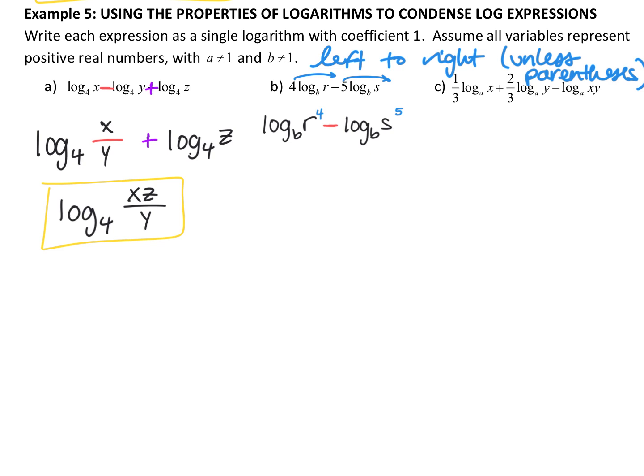Okay, it looks like this, and then you have division because of the minus sign. All right, log base b, it's r to the 4th over s to the 5th. Whatever is listed first will be what goes in the numerator, and then s to the 5th will go in the denominator because it's listed second.